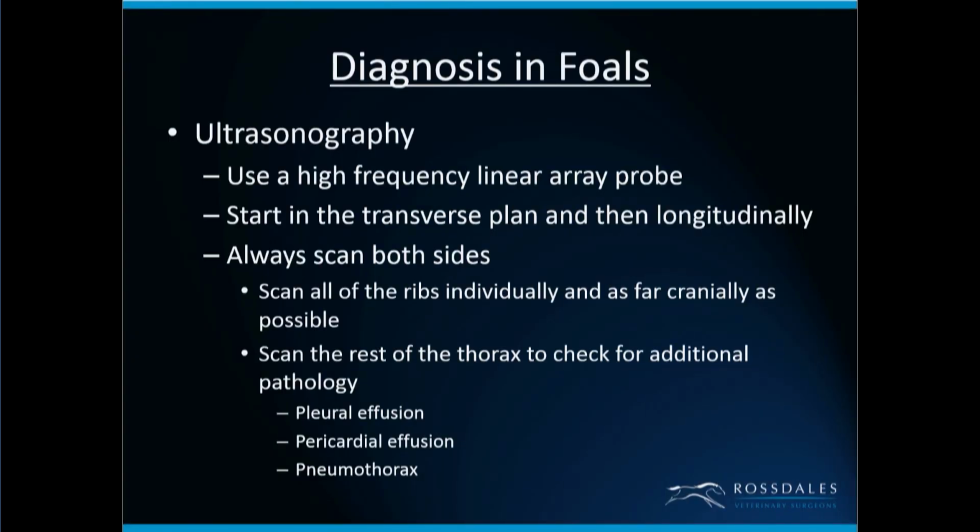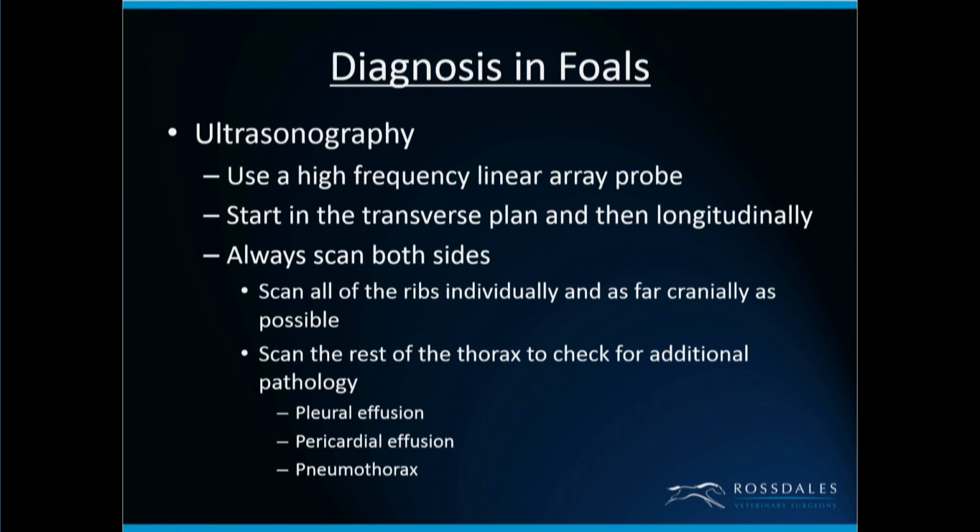So ultrasonography is probably our main source of diagnosing foal rib fractures. We tend to use a high frequency linear array probe, and usually we just use our rectal linear probe, and we usually get quite a good image because the ribs are very, very superficial. Usually we start in the transverse plane and then move longitudinally.